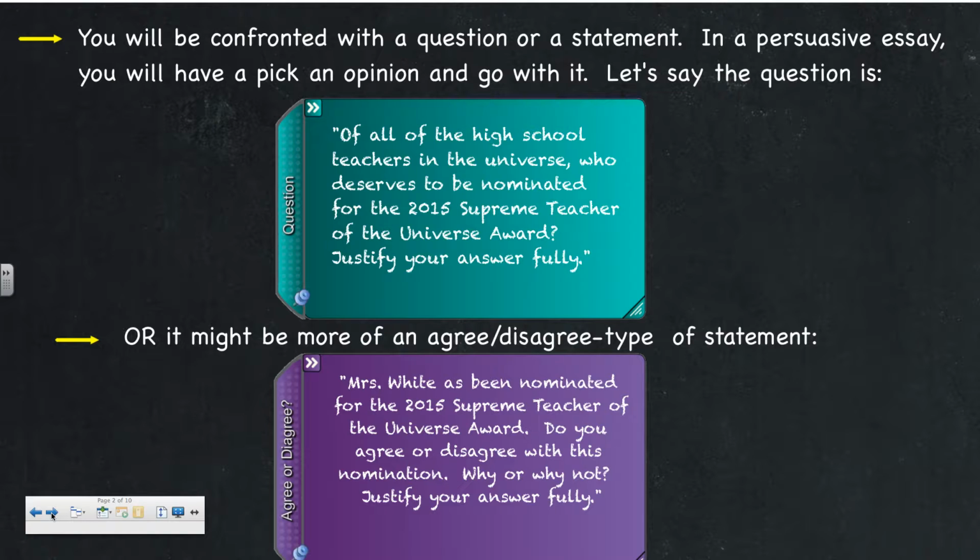You might also be given more of an agree or disagree type of statement. These are very common with persuasive essays. For example, Mrs. White has been nominated for the 2015 Supreme Teacher of the Universe Award. Do you agree or disagree with this nomination? Why or why not? Justify your answer fully. This is very, very directed as to where it wants you to go. Either agree or disagree with the statement that's made.